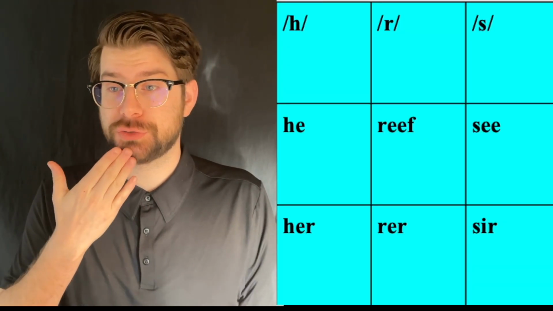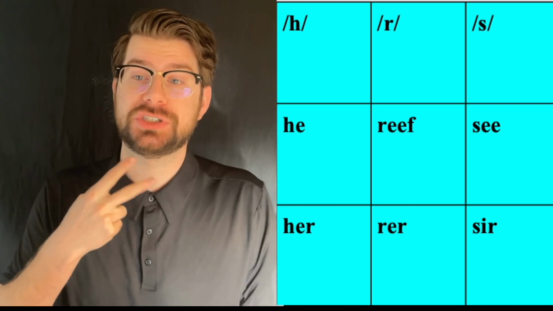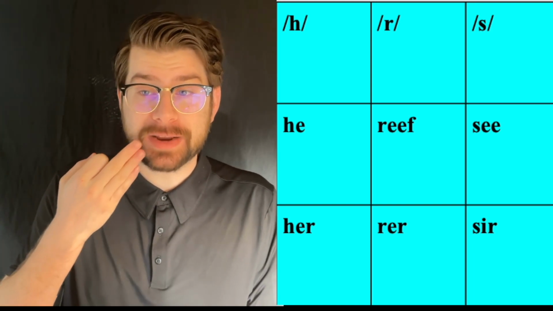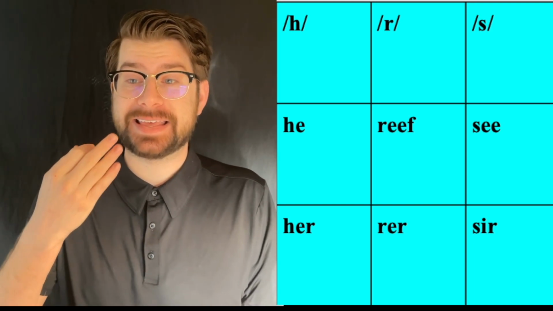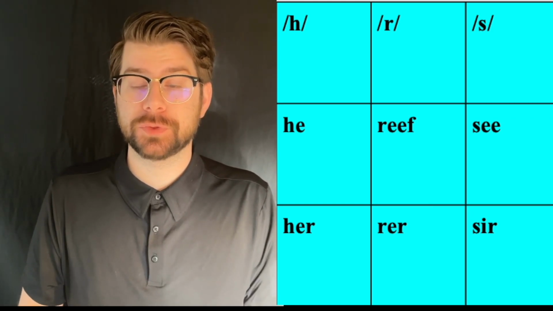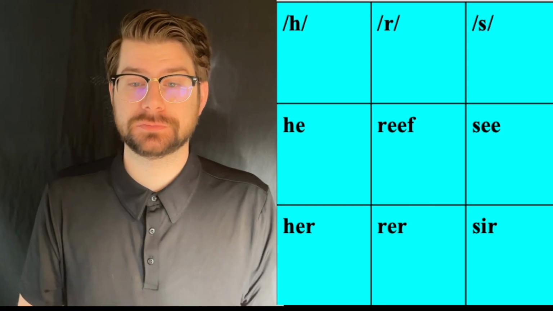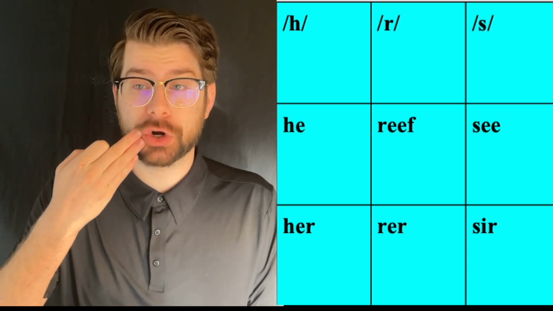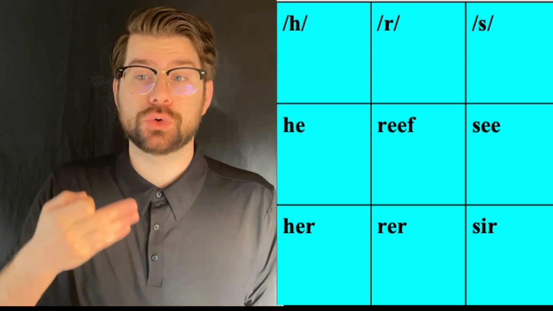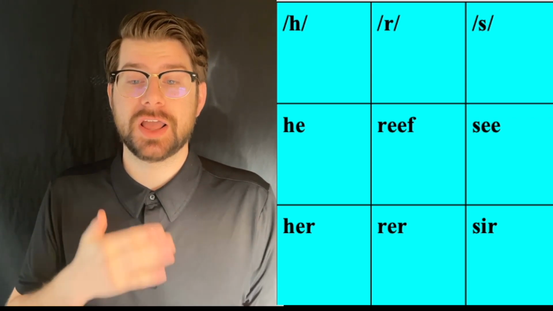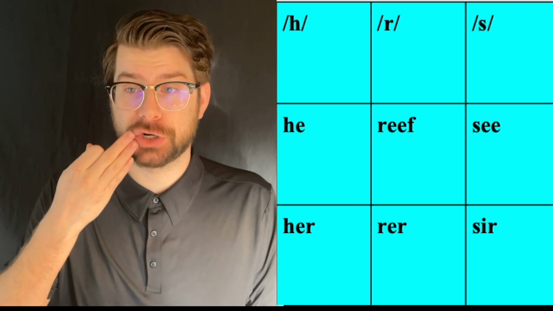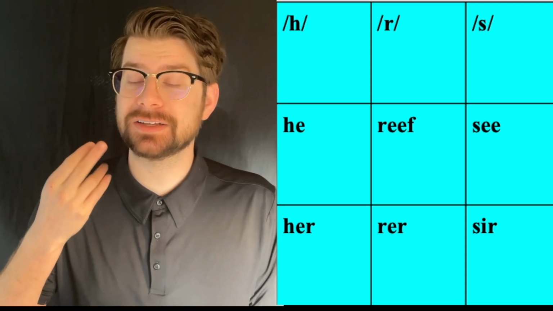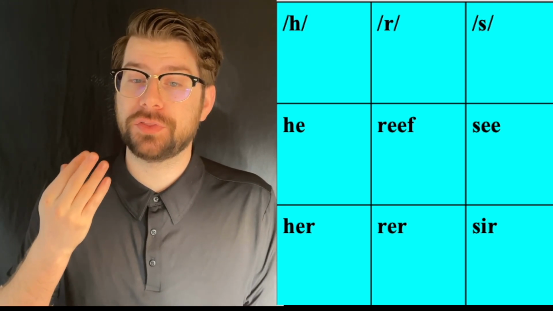Now to move on to the blue section, which is hand shape 3, we have he, reef, see, her, and finally, sir. That is a review of all the sounds we learned so far, except for ear.